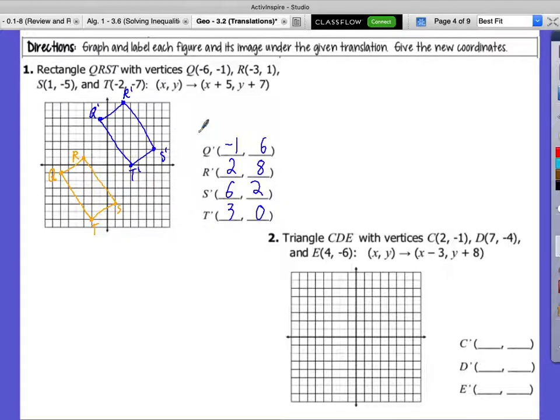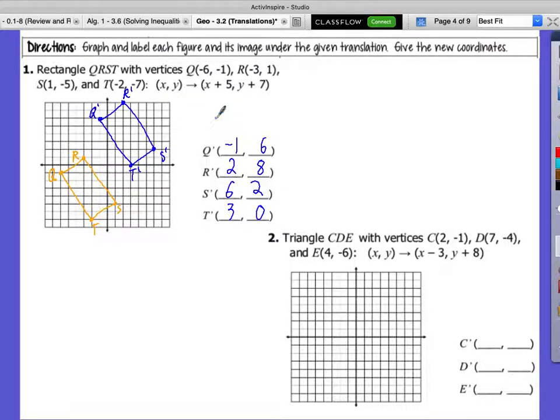Okay. So we ended up just taking this shape. We moved it 5 in what direction? To the right, and 7 in what direction? Up. Now, it might be easier for some of you, just like we talked about during our warm-up, during our homework, during our lesson last time, to just go from the picture and say, oh, I'm moving R, 5 right, 7 up. Q, 5 right, 7 up. S, 5 right, 7 up. And T, 5 right, 7 up.